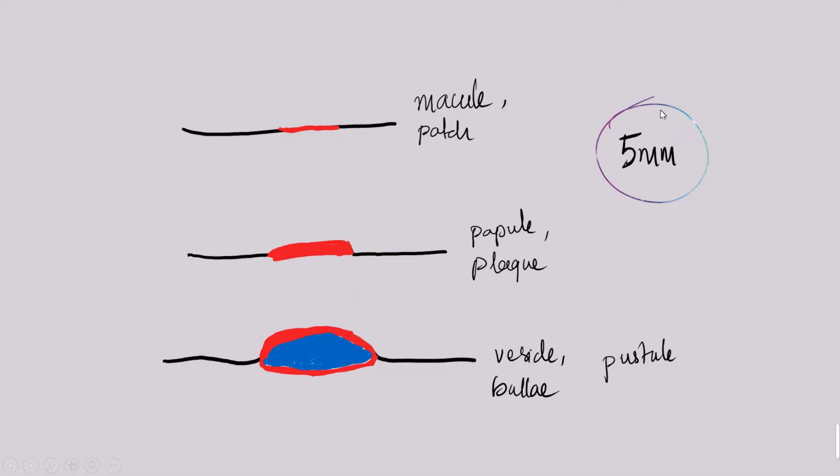So, if the lesion is less than 5 millimeter, it is a macule, papule, vesicle, or pustule. If the lesion is more than 5 millimeter, it is a patch, plaque, or bullae, and it can also be a pustule. So I think that's clear. All that is written on the top are less than 5 millimeter lesions, and all that is written on the bottom are more than 5 millimeter lesions.